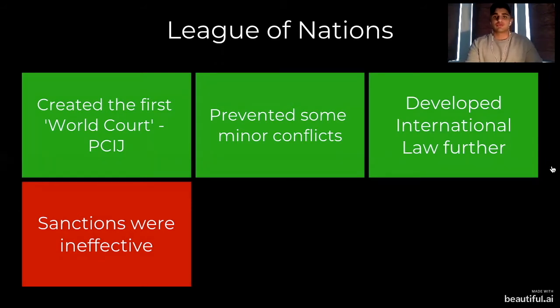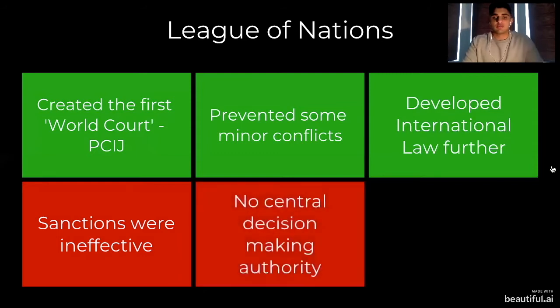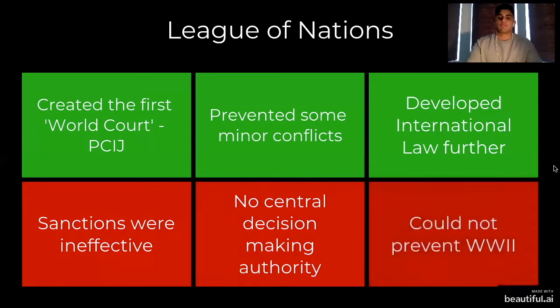And the reason they were so ineffective was because there was no central decision-making authority. No one institution within the League of Nations had the power or ability or the respect or the authority to tell nations what to do or to kind of whip them in line. And so because of this lack of central authority, it couldn't prevent World War II from breaking out.